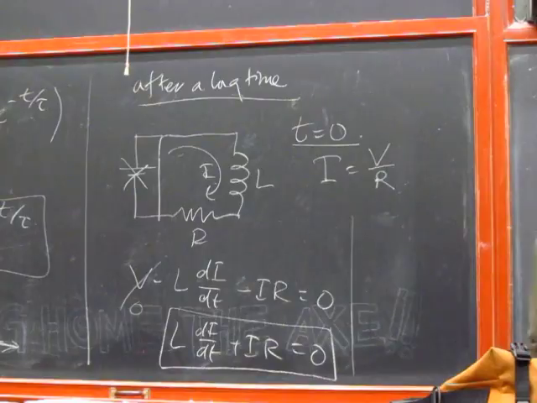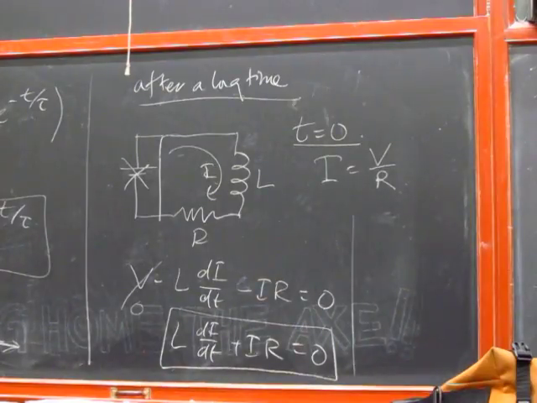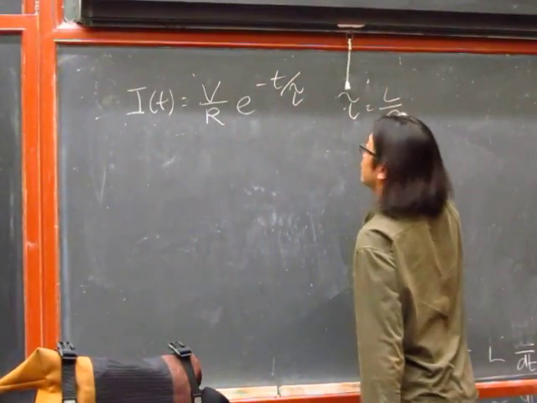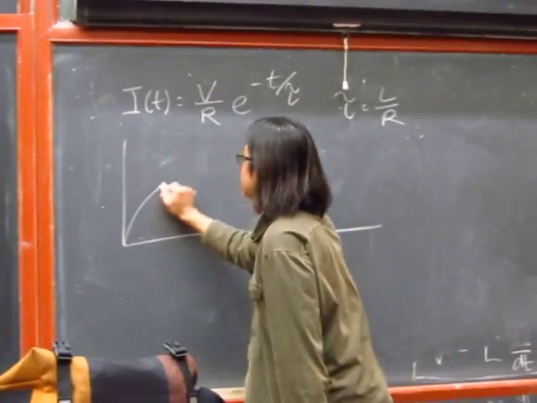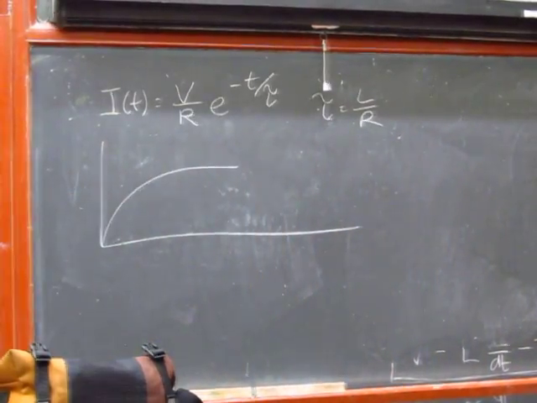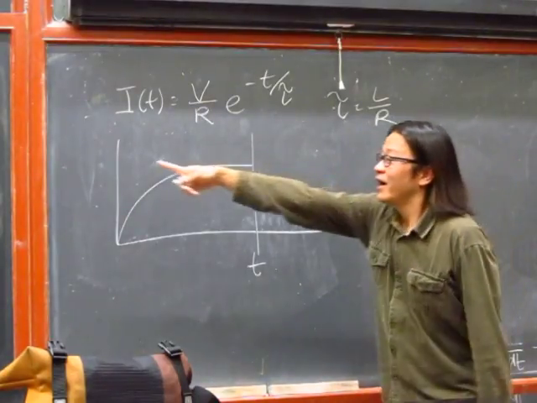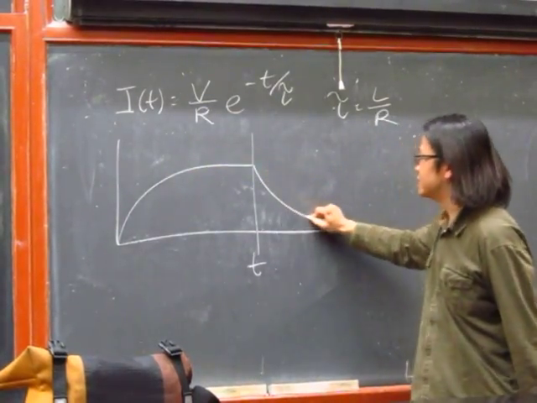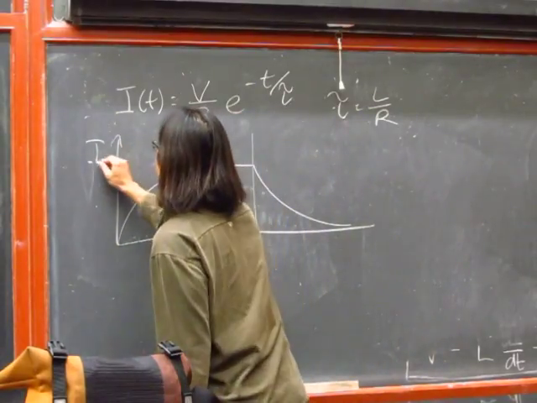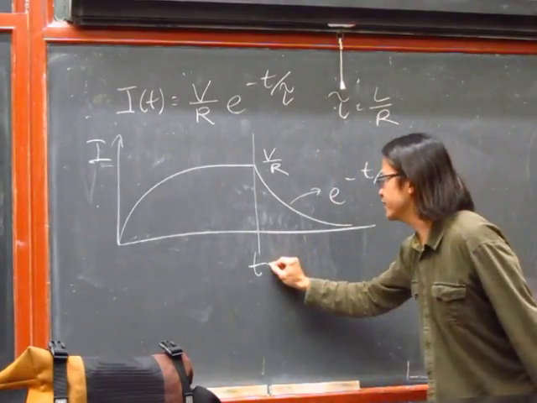If you solve that equation with the right boundary condition, it's the same differential equation, except it's homogeneous. Then you get I as a function of time becomes V over R times e to the minus t over tau. Same tau, tau is still L over R. So it goes like that, and this is the first part. I call this the zero of time: here I kill the battery and short the circuit. This is V over R, and it goes as e to the minus t over tau. I'm redefining t equal to 0 to be over here.